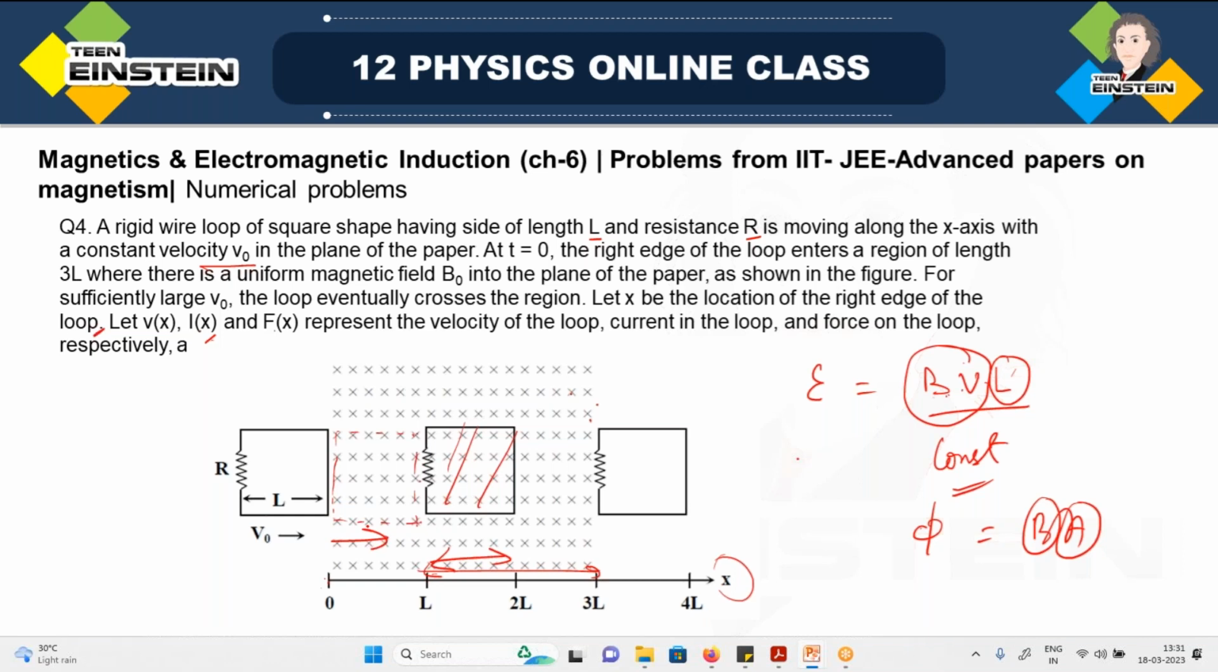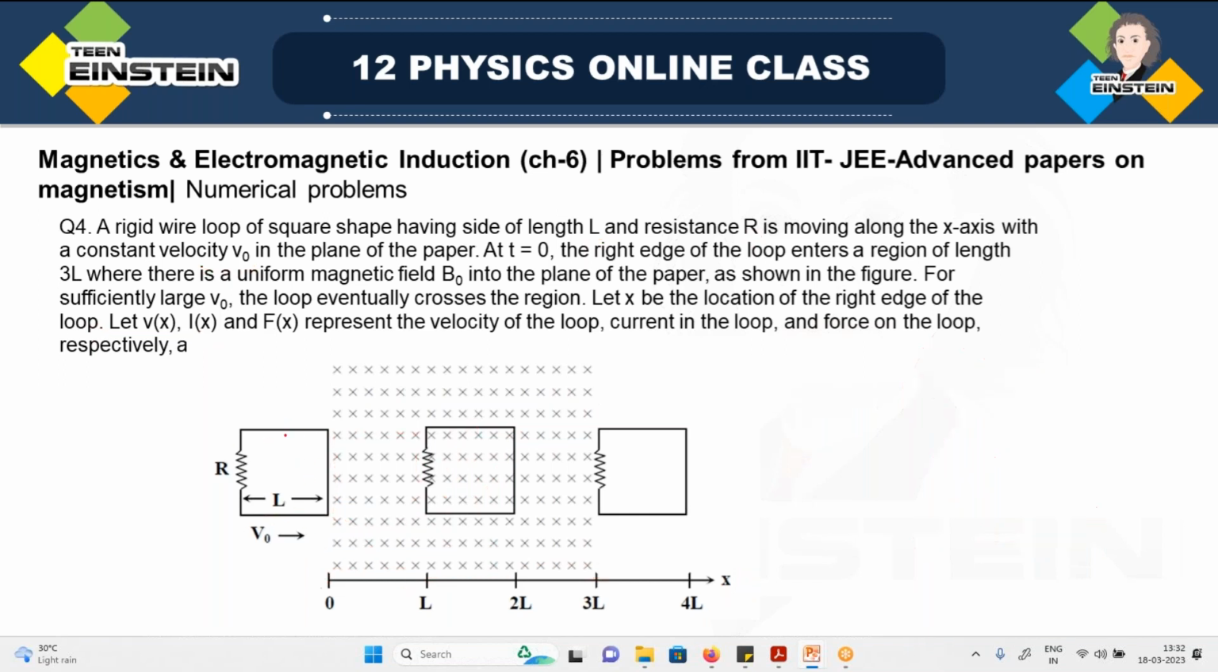Okay, in the region 0 to L, because after that it will be covered. Okay, 0 to L, in this region, see, as it enters, the magnetic field flux was increasing. Then as it starts entering and entering, when the length becomes L, the whole loop enters into this, then there will be no change in the flux.